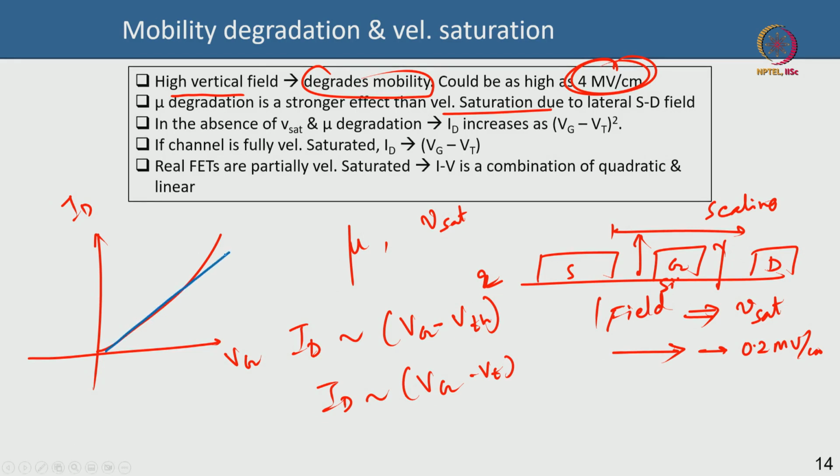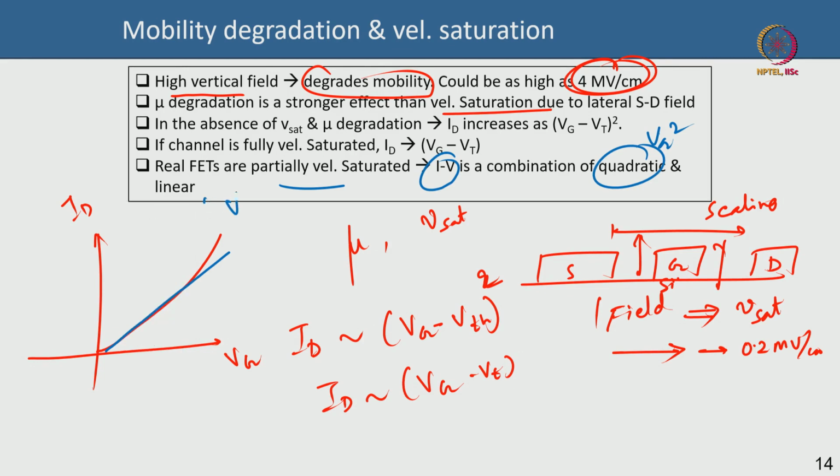Now you can say that the linearity improves gm and so on, but those things are important for power amplifiers, we are not talking about that. So a flat gm is precisely not the point that we are trying to get to here, just saying that your Id-Vg curve kind of assumes linear. However, real FETs are partially velocity saturated, not fully. So what you get is a combination of the Vg square and linear Vg.